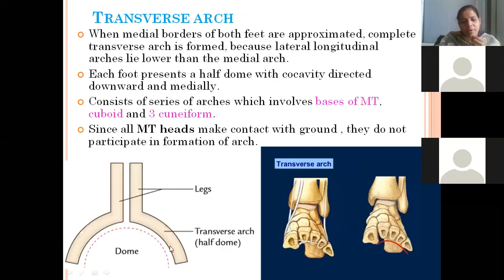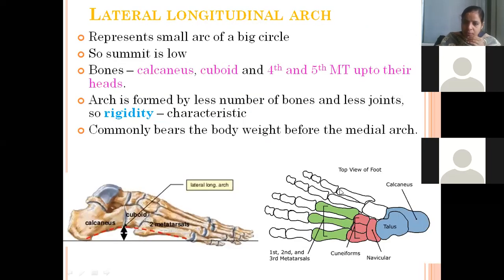Okay, better. Now then, apart from this, we also have two arches. Those are the transverse arches. Transverse arches, one in front and the other behind. Two arches we will have. So when the medial borders of both the feet are approximated, that means when we are trying to place the feet on the ground completely, then you will see a complete transverse arch is formed. See here, better. This is one transverse arch. This is the anterior transverse arch and the other is the posterior transverse arch.